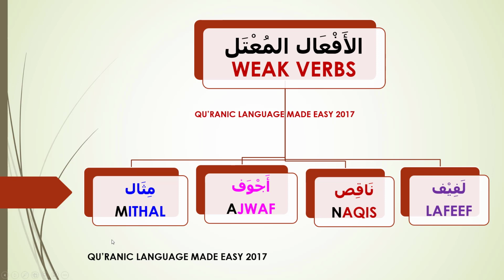And also there's a cool way to remember the different types of weak verbs. If someone asks you what are the different types of al-af'al al-mu'tal, the weak verbs, then you should be able to say mithal, ajwaf and naqis. How? Look at the first word. Mithal is M, ajwaf is A and naqis is N. So you can remember it as man, M-A-N, man. So the different types of weak verbs are man. So M stands for mithal, A stands for Ajwaf and N stands for Naqis.